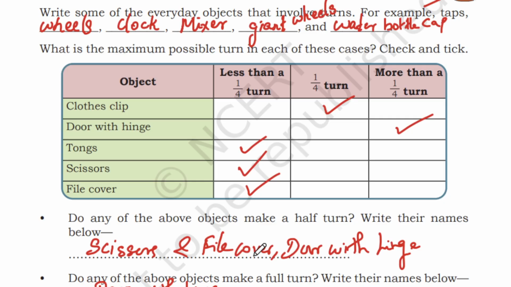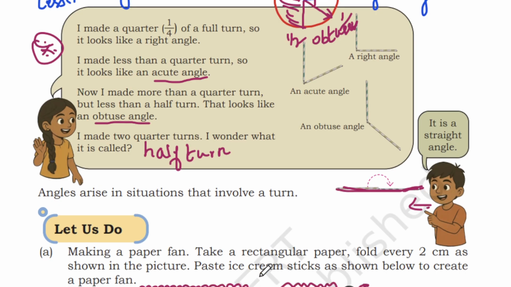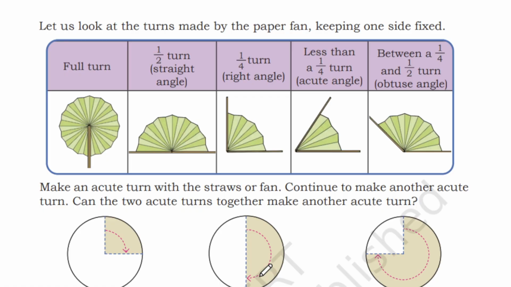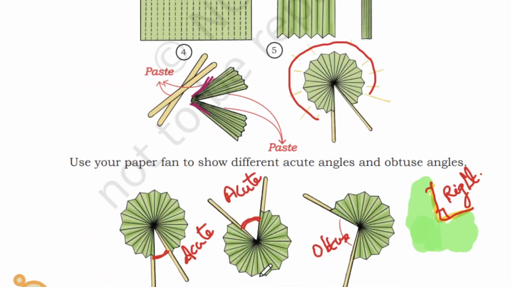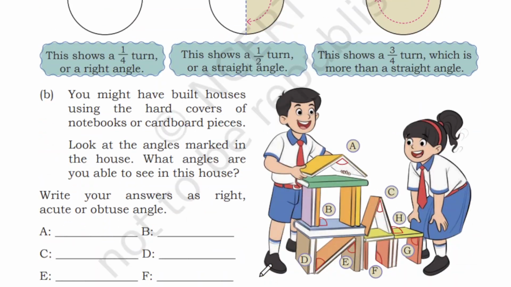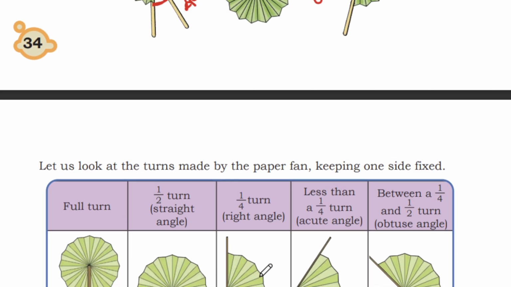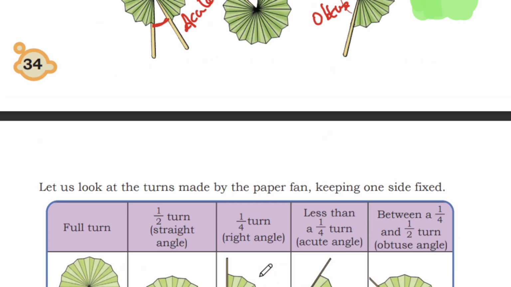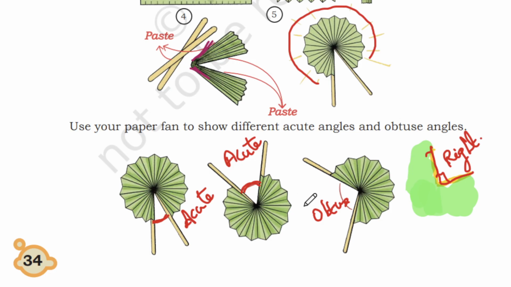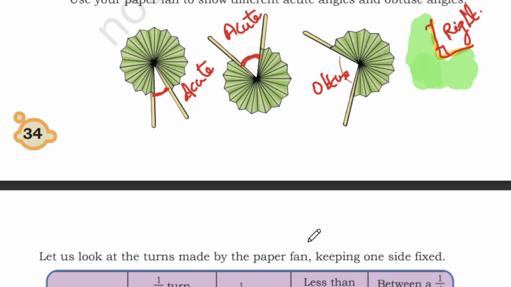Now we will go into this lesson. These pages are already covered in the part 1 video. So now I'm going to page number 35. We already saw how to find the angles using the paper fan.